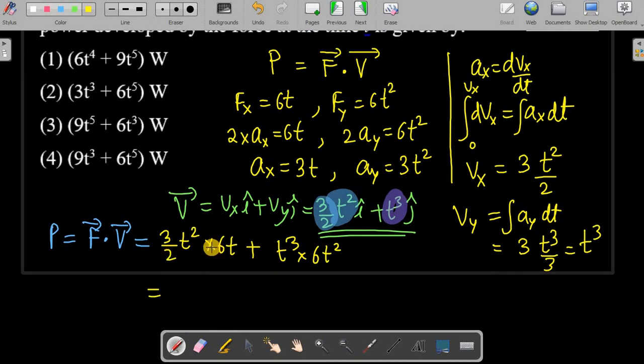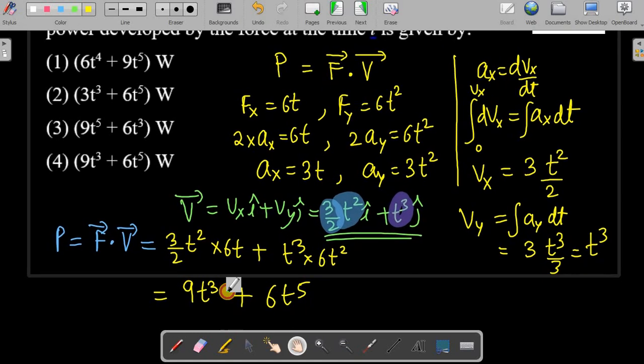So from here 2 into 3, right? 9t cube plus 6t to the power 5. Right, so let's check which can be matching. 9t cube plus 6t to the power 5. This is the correct answer, option 4.